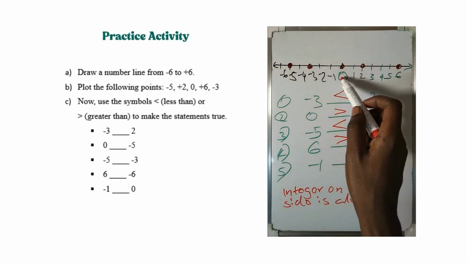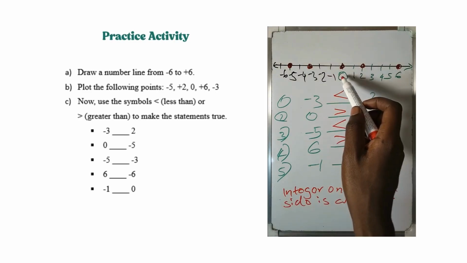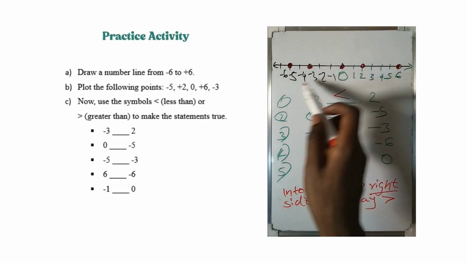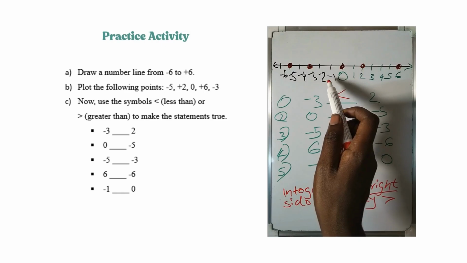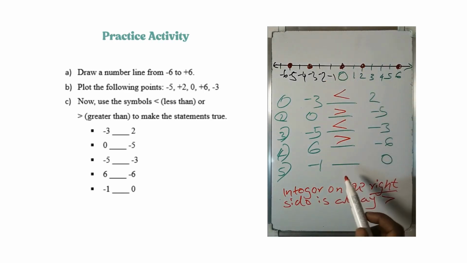Now the last one, -1 and 0. You can see we have 0 here, we have -1 here. -1 is on the left side. So we say -1 is less than 0. That's how we compare integers on a number line. Very simple.